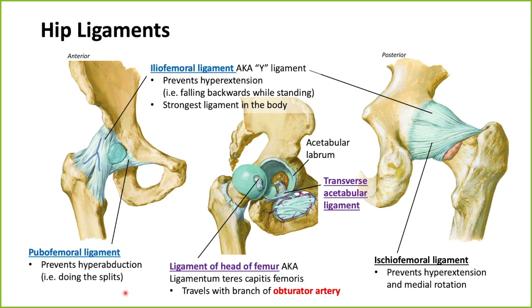What ligament prevents this? So that could be something like that. So there's this. If we take out the femur from our acetabulum, we've got this acetabular labrum that goes around it, and then there's this transverse acetabular ligament. So within this, it's like the ligamentum teres capitis femoris, and it's going to be traveling inside it with this obturator artery. The obturator artery gives blood supply to the head of our femur.